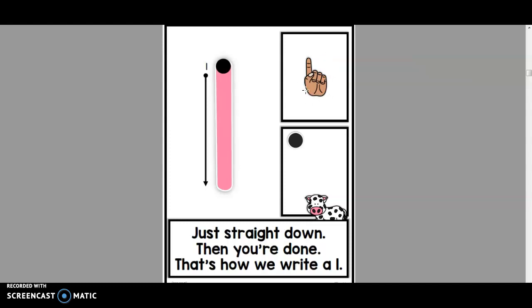Okay, this is number 1, and this is how we show it with our hands, with our fingers, right? 1. Here's one little dot. And if you can draw it in the air, you start at the top and then you go straight down. And that's number 1.